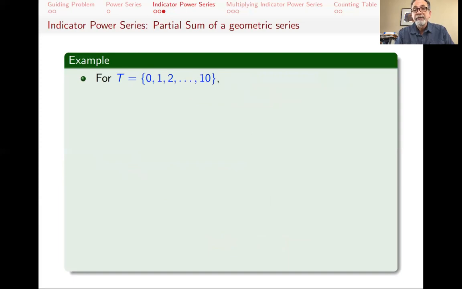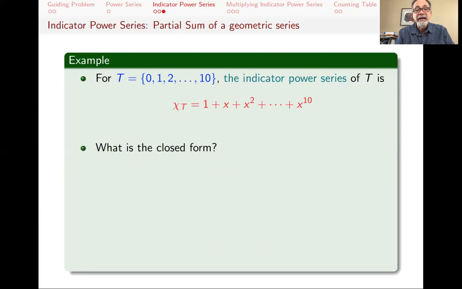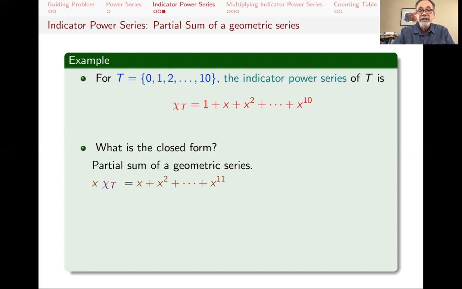What about if you have a finite set, numbers between 0 and 10? Well, the indicator power series is going to be just a polynomial, 1 plus x plus x squared all the way to x to the 10th. And what's the closed form of that? Well, this is a partial sum of a geometric series, and you probably know what that is also. I never remember, but I remember how to find it always. You multiply by the common ratio, in this case x times chi of t, and when you do that, everything gets shifted. You get x plus x squared plus x cubed all the way to x to the 11th.